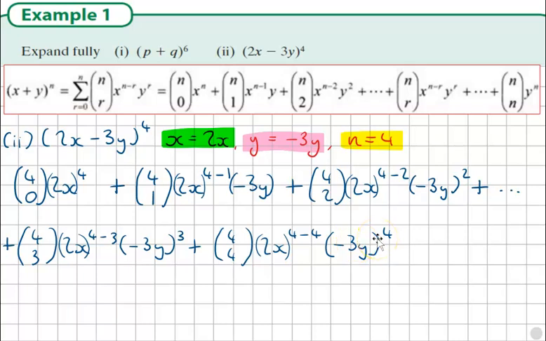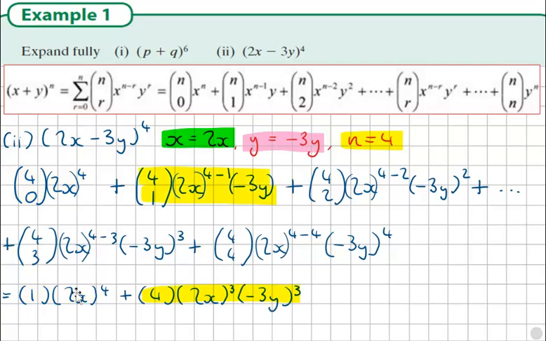So next we simplify. 4 choose 0 is 1. If you can just stick that into the calculator. And (2x) to the power of 4 just stays as (2x) to the power of 4. We'll work that out in a minute. Then 4 choose 1 is 4. Then (2x) to the power of 4 minus 1 is (2x) to the power of 3. And that's stuck on to minus 3y.